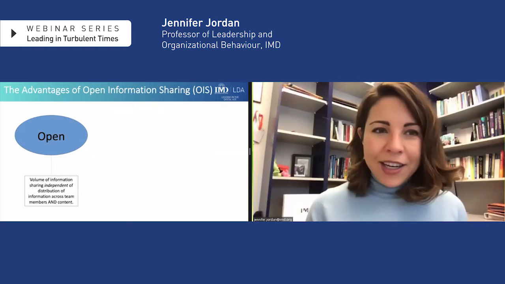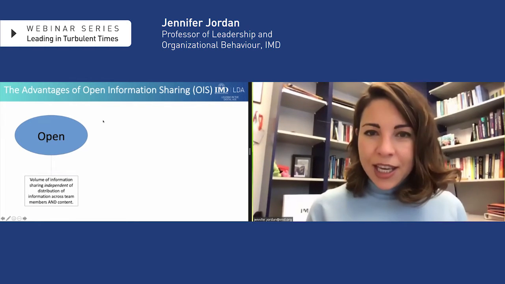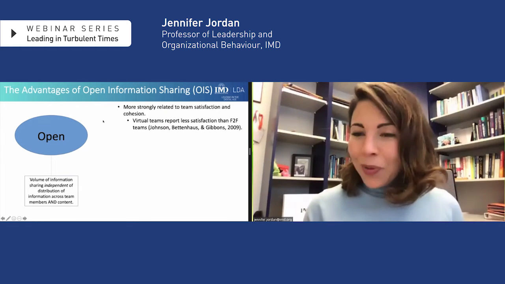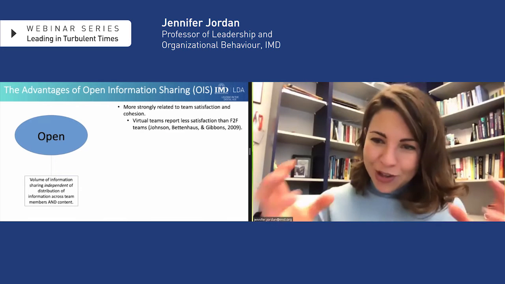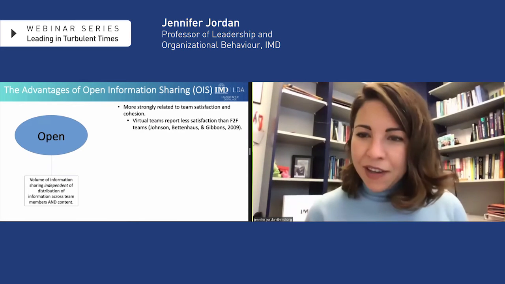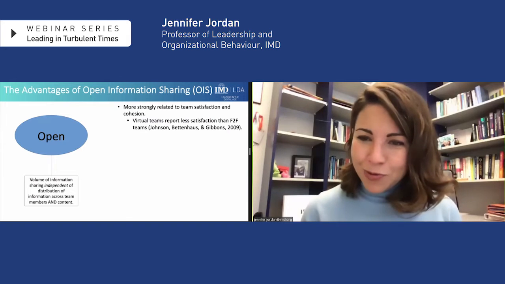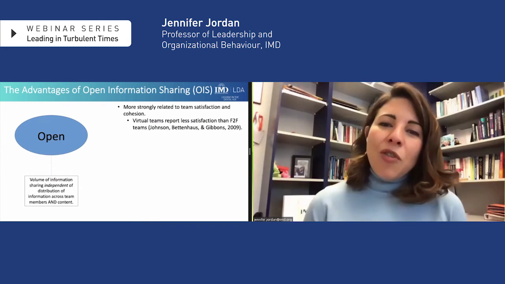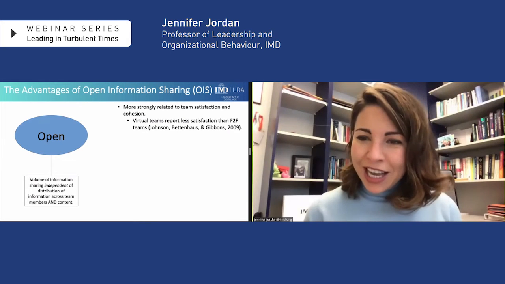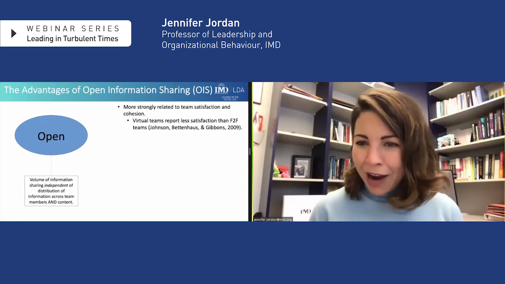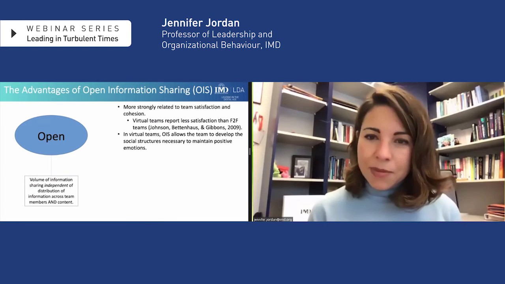So what are the advantages of open information sharing? We see here that it's more strongly related to team cohesion, and team cohesion, how collected a team feels, is related to team satisfaction. And in general, and again, this research was done pre-COVID, virtual teams report less satisfaction on an average level than do face-to-face teams.